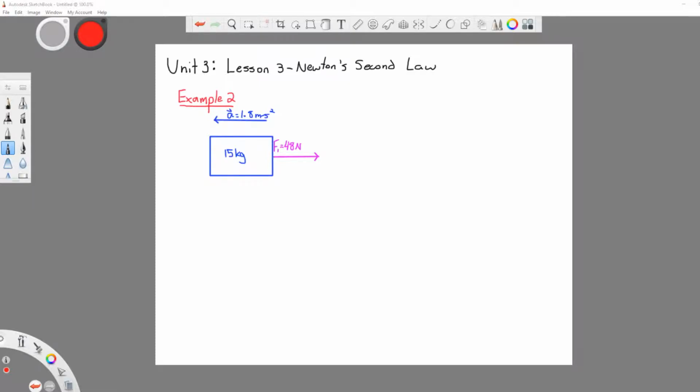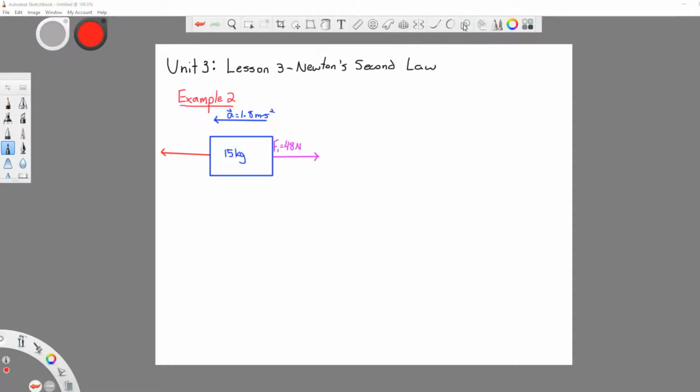All right, so let us jump into a little bit of math here. This block, 15 kilos, is being pushed to the right with one force of 48 newtons, but we see, given in the question, that this block is accelerating to the left. And so the question lets us know that there is indeed a second force acting on this object. We just have to figure out how big that force is.